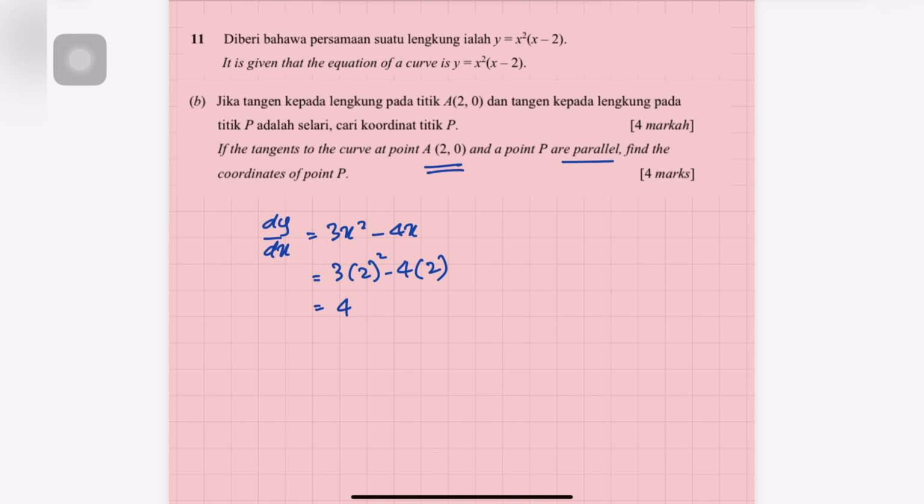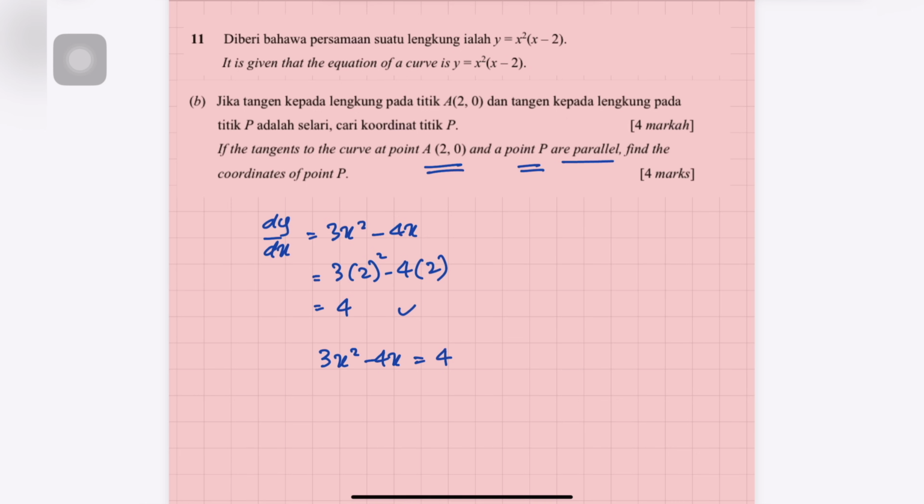Okay, so now, parallel means the same gradient. So this gradient equals the gradient at point P. The gradient at point P we do not know, but we know the gradient is dy/dx. So we set dy/dx equal to 4. So 3x squared minus 4x equals 4. That is what it means: the gradient at point A equals the gradient at point P. So we equate them.